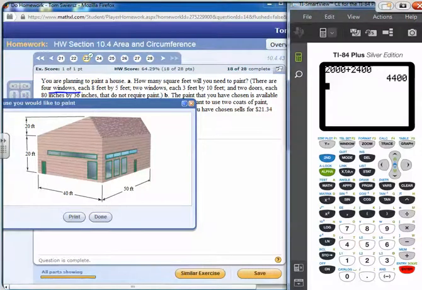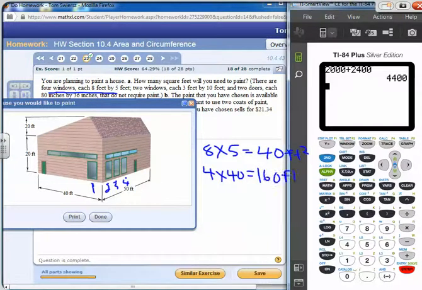There are 4 windows, 8 by 5. They look like these, 1, 2, 3, 4. They're rectangles, and area is length times width, which is 40 square feet for each window. There are 4 of these, so 4 times 40 is 160 square feet.